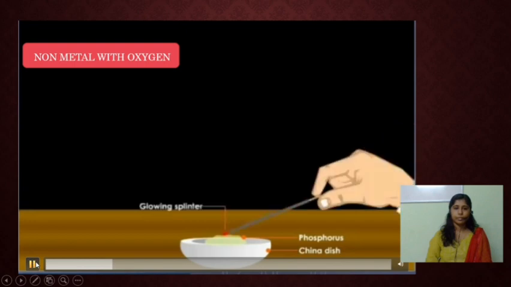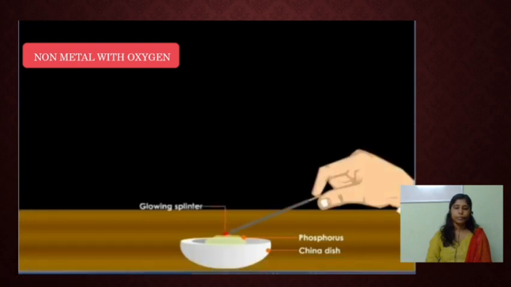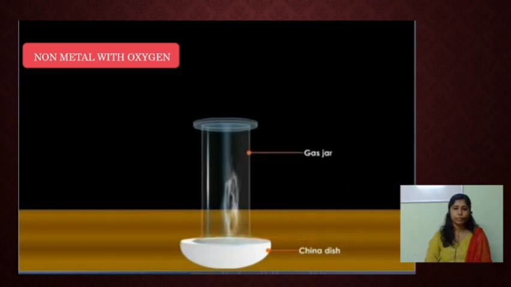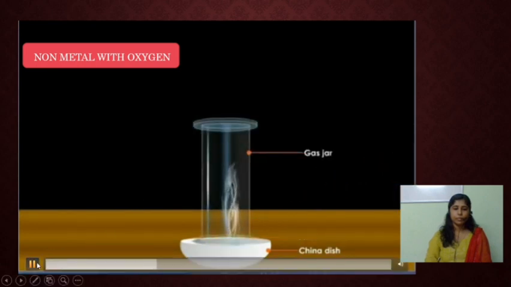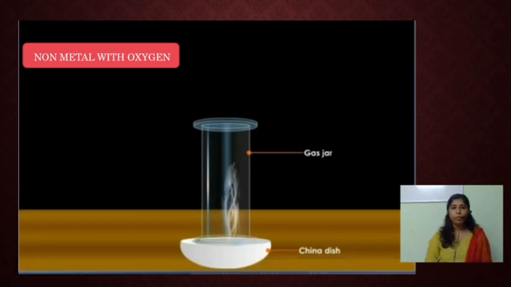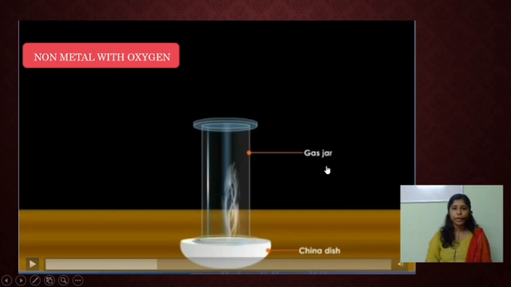With the help of a glowing splinter, burn it. Cover it with an inverted gas jar. You will observe that here we put some phosphorus in the china dish, and we can see some white fumes appearing. So for collecting those white fumes, we place a gas jar, and the gas jar gets filled with white fumes.